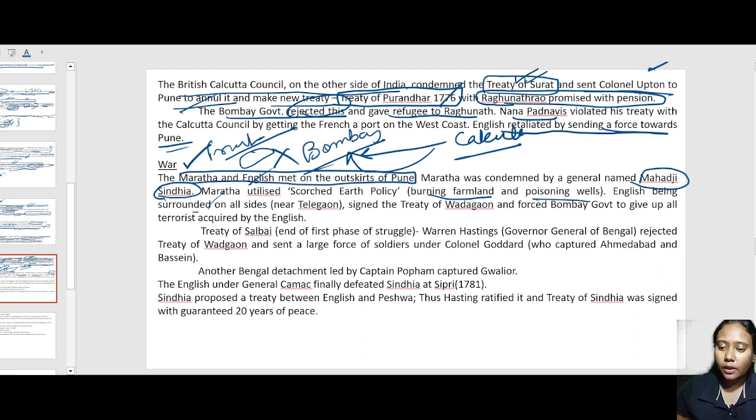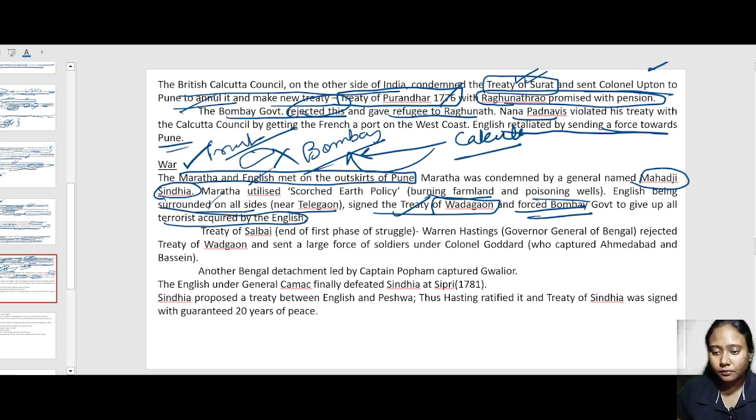English being surrounded on all sides, tactfully. Marathas actually were powerful enough and they tactfully surrounded the English from all the sides. That was near Talegaon and they signed the Treaty of Vadgaon, and forced the Bombay government to give up all the territories acquired by the English.